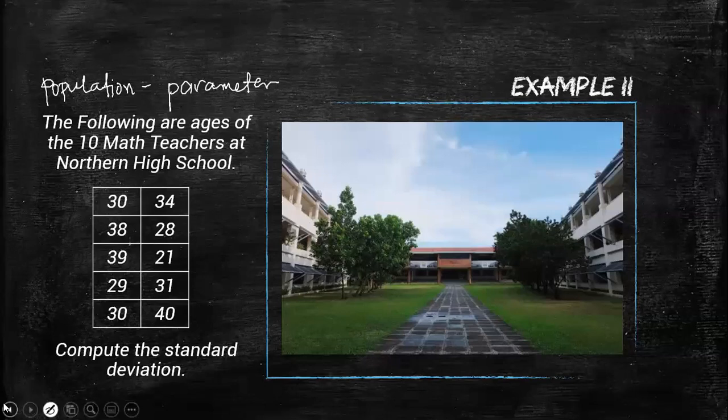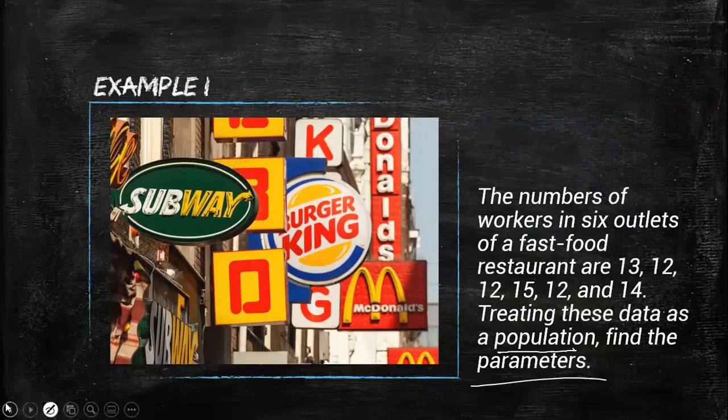Sige, mamaya magbibigay ako ng example na sample or statistic siya. Okay? Sige. Sagutin muna natin itong example number 1. Sige nga, check natin kung madali lang talaga yung subtopic ngayon. Okay. So the numbers of workers in 6 outlets of a fast food restaurant are 13, 12, 12, 15, 12, and 14. Ayan. Sige, sagutan natin.